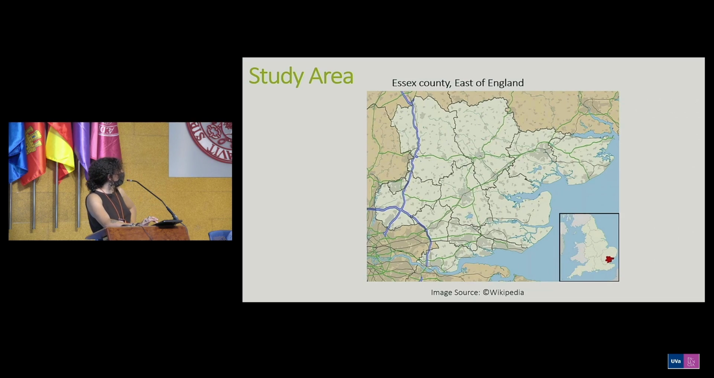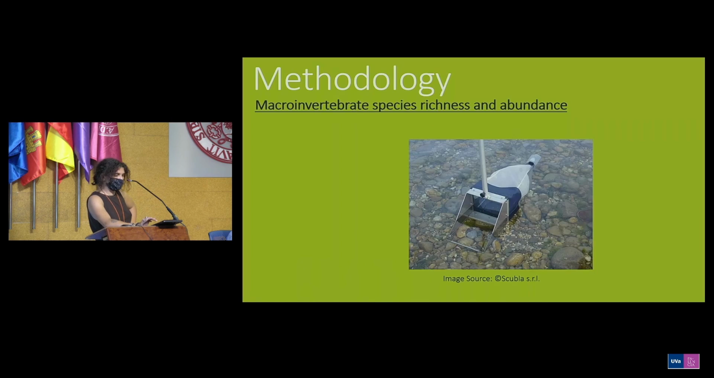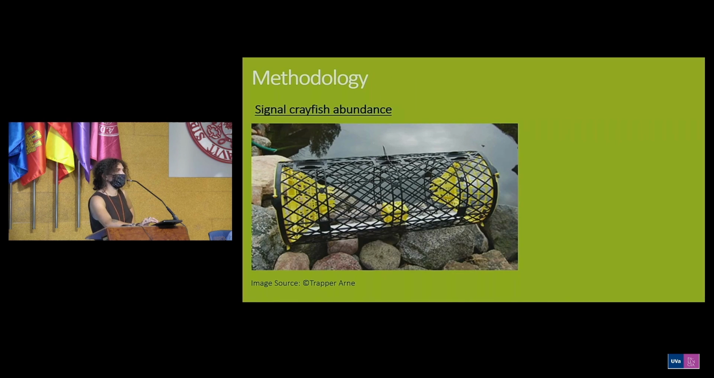The study took place in the county of Essex, east of England, and we surveyed three rivers: Salary Brook, the Stour, and Layer Brook. To talk briefly about the methodology.